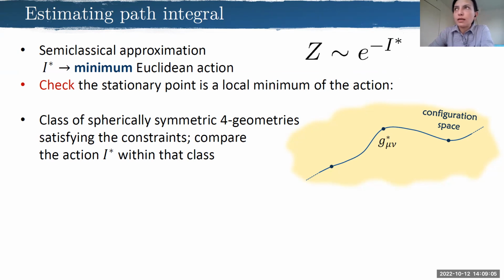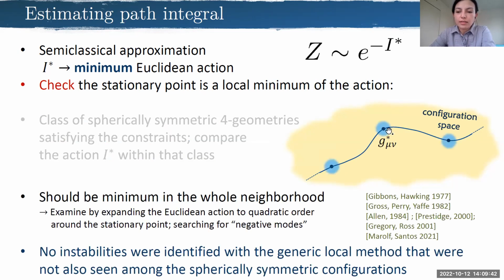There are two main approaches that one can use to check this. One is something that we've been following, namely we restrict to a class of spherically symmetric four-geometries that satisfy the constraint. So if we have this configuration space, we look at the subset of spherically symmetric configurations and we identify the stationary points. And we need to check that these stationary points are actually local minima in this subset. Well, of course, when there is a stationary point, that minimum also needs to be the minimum in the whole neighborhood, not just within the class of spherically symmetric configurations.